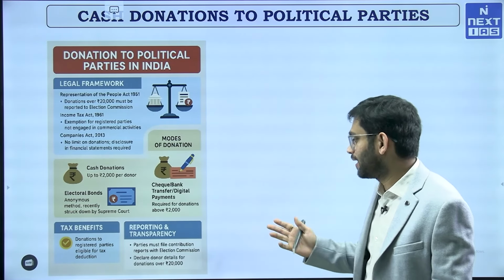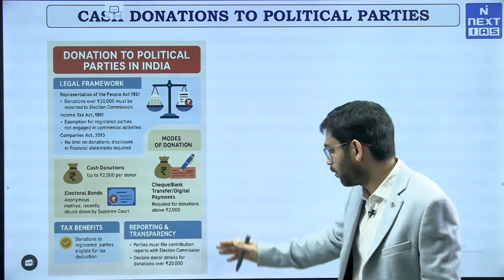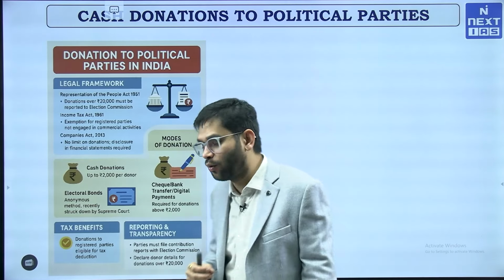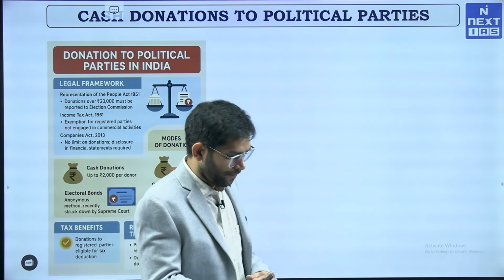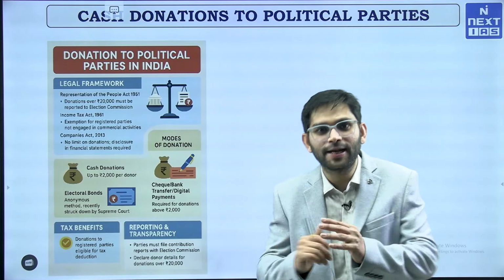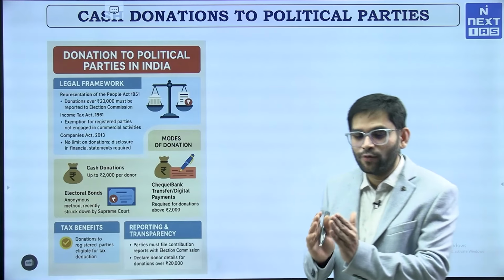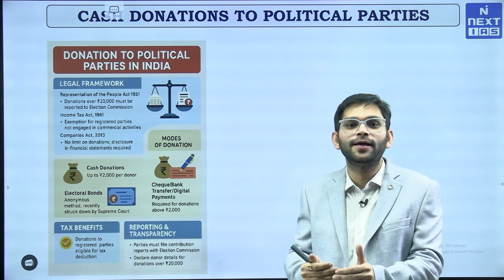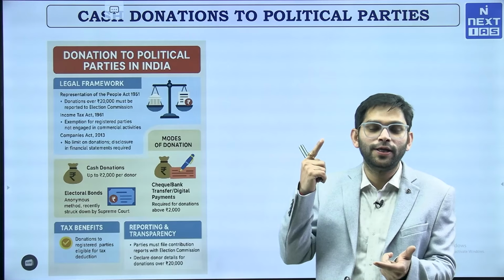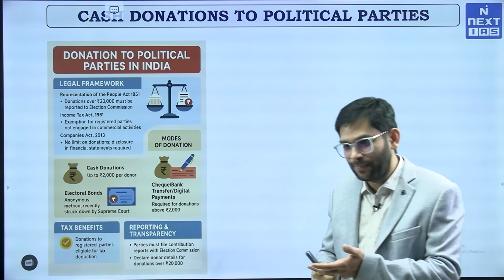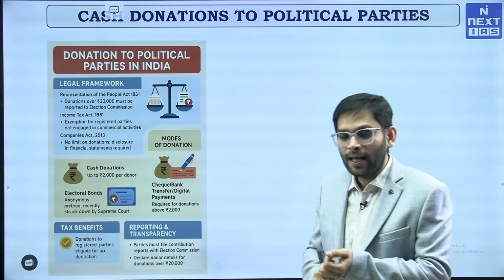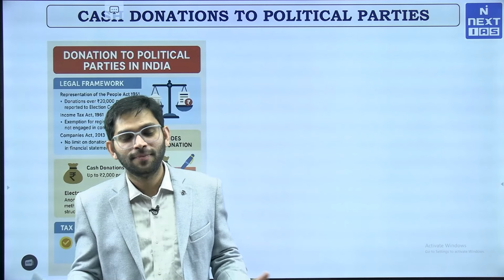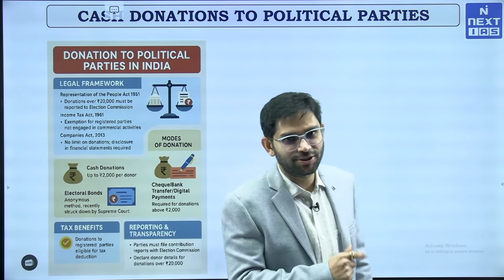Okay. And now, reporting and transparency. Parties must file contribution reports with the Election Commission and declare donor details which are above 20,000. Okay. So, donor details above 20,000 have to be declared. Between 2000 and 20,000, if you are taking anything, you will have to take it only in cheque format or digital payments or bank transfer. Below 2000 there is no bar, that too only in cash.